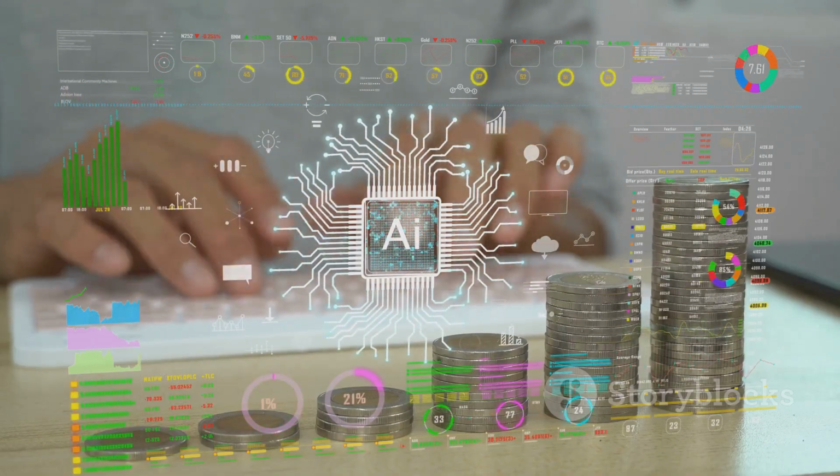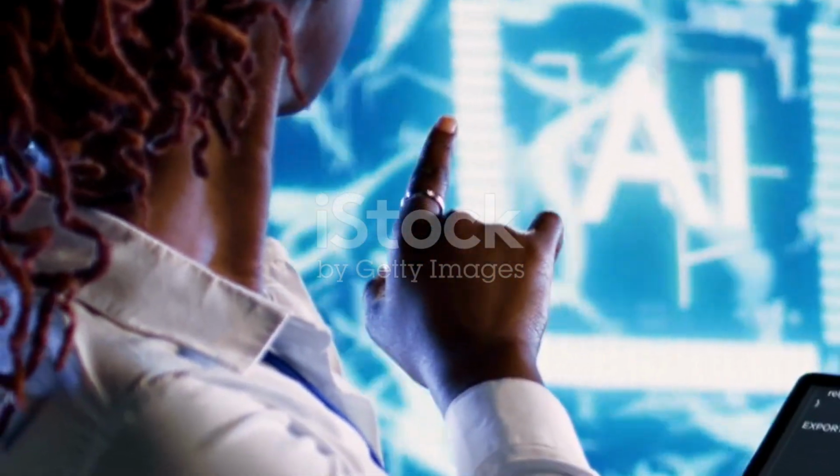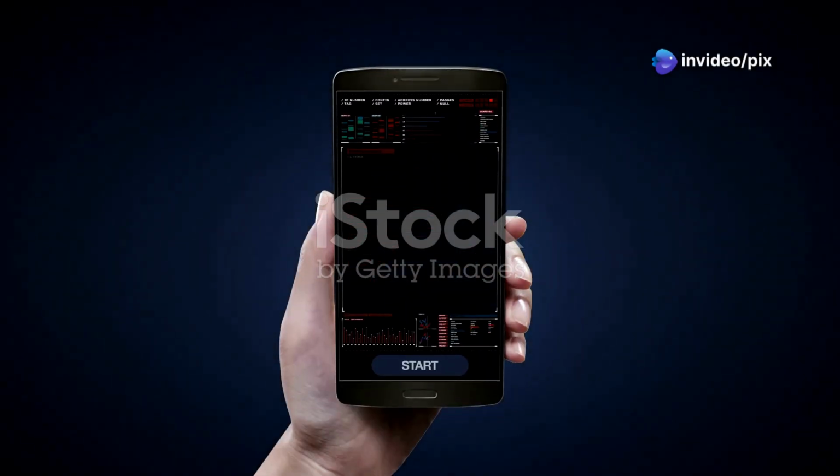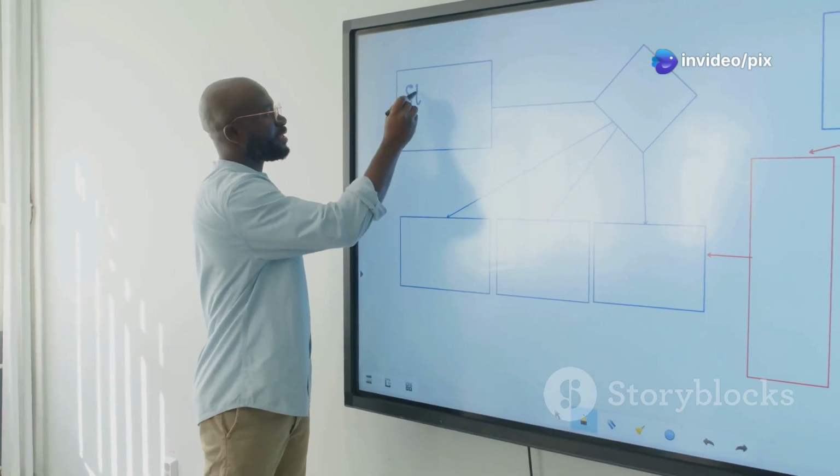First off, what is AI? Think of it as a computer's ability to perform tasks that normally require human intelligence. Tasks like understanding language, recognizing patterns, or even making decisions. Here's a simple diagram to explain.